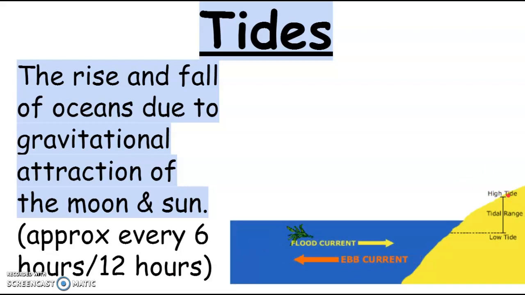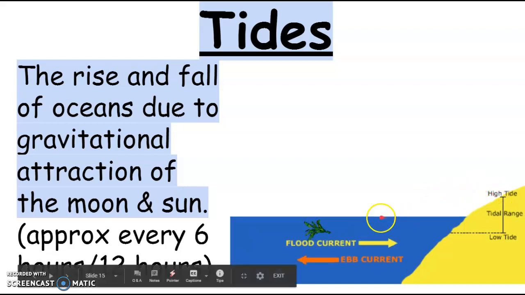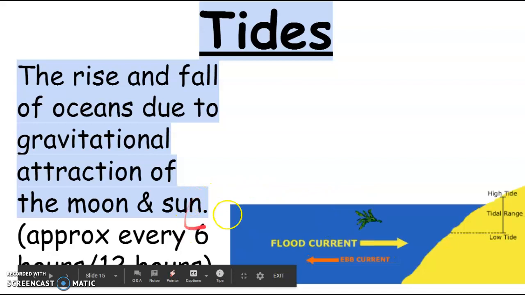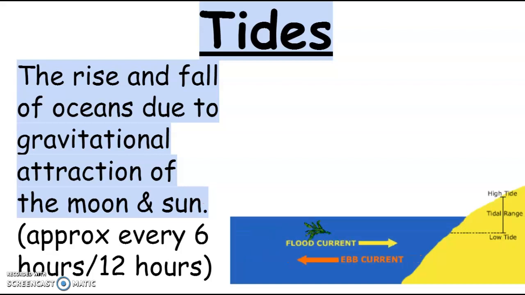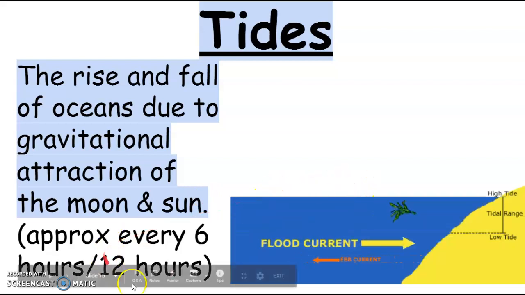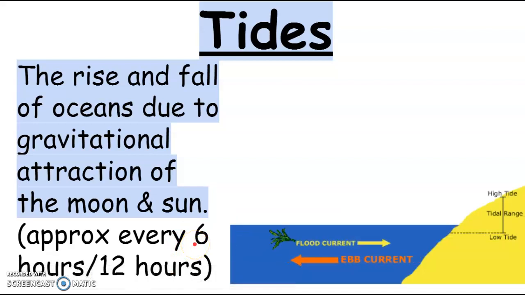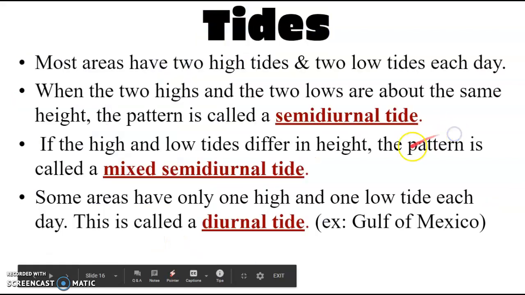Okay? And on the other side of the ocean, because the water is kind of sloshing on this particular side, you'll have a low tide. So on one side of the ocean, you have a high tide. On the other side of the ocean, you'll have a low tide. And you can see that the high tides occur approximately every 6.5 hours, 6 to 12 hours, depending upon where you are.